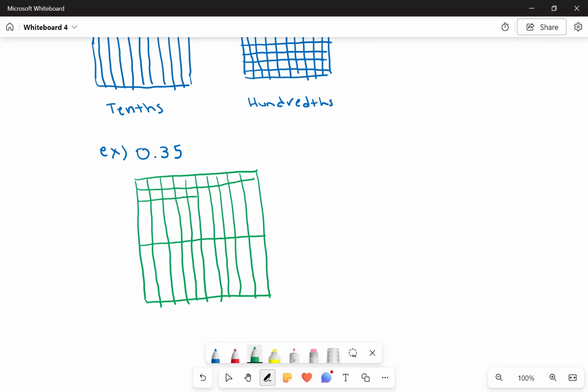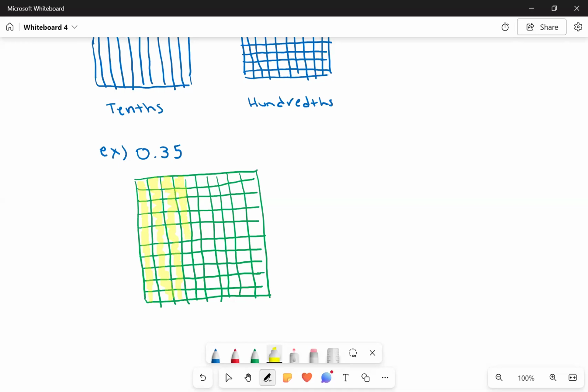I'm always trying to visualize getting the center one relatively in the center when I'm doing the fifths. All right, there we go. Best I can do. Okay, so 35 means I'm going to shade first column, second column, third column, and then halfway on the fourth column. And there we go, 0.35.